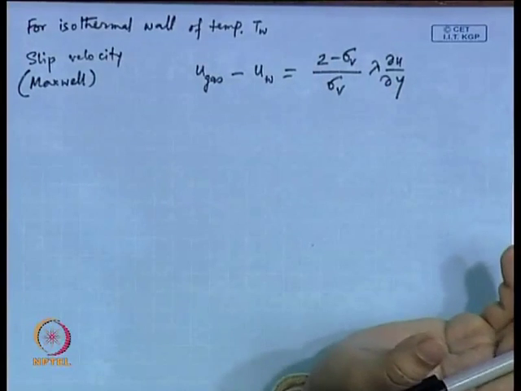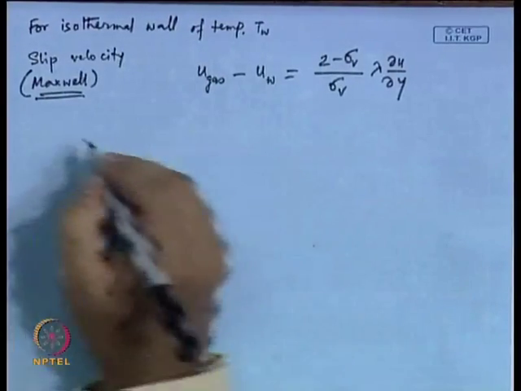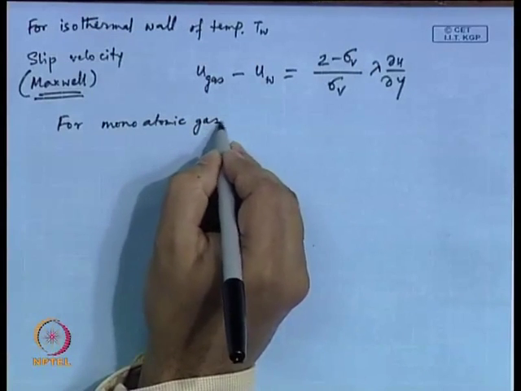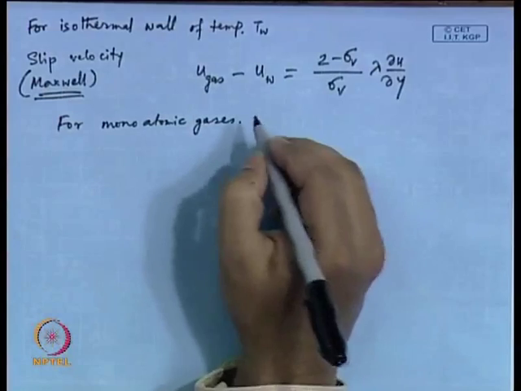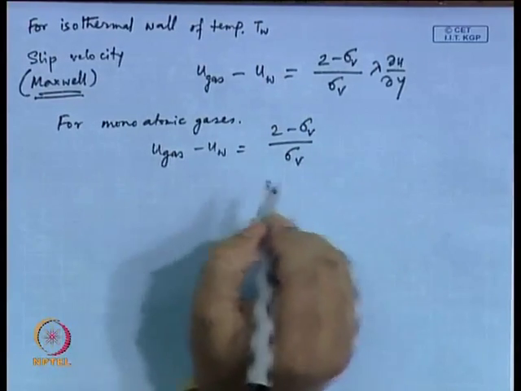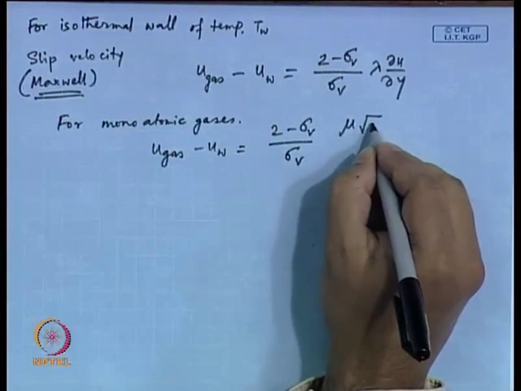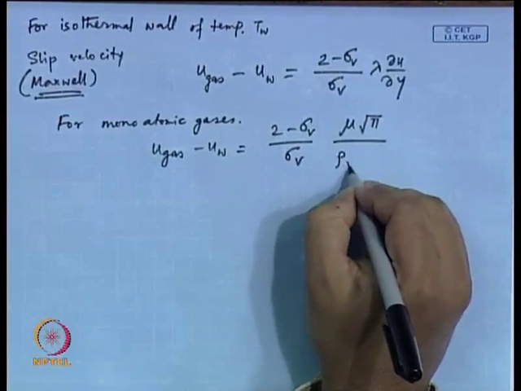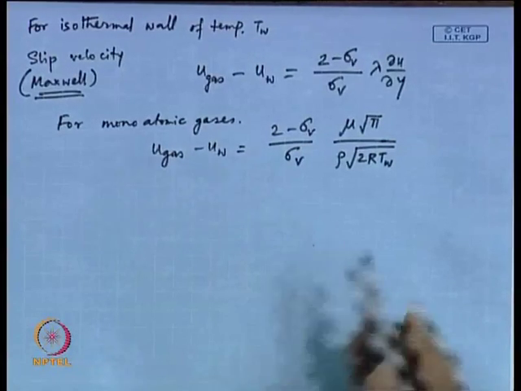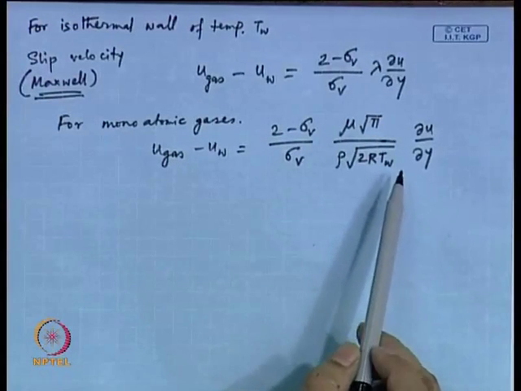They have shown this by some other consideration, which is why we mentioned the name of a scientist here. Now, more importantly, for monoatomic gases, u gas minus u w is equal to that factor (2 minus sigma v) by sigma v, which remains the same. However, lambda, the mean free path, has an expression for monoatomic gases, and that expression is mu times square root of pi divided by rho times square root of 2 R T w. This is the expression for lambda for monoatomic gases. You need to check the book on physical chemistry to find out how they arrived at the expression for mean free path.